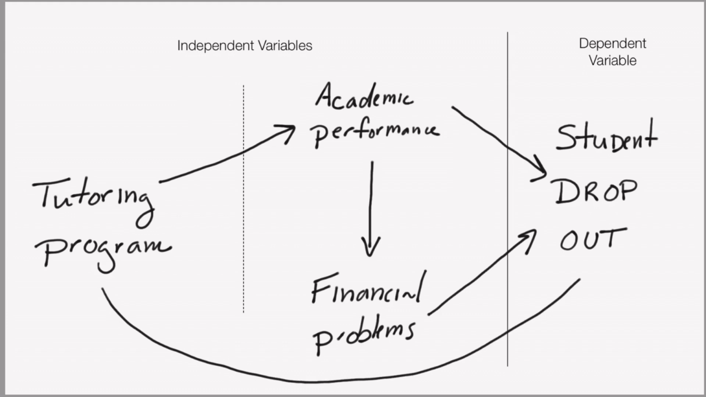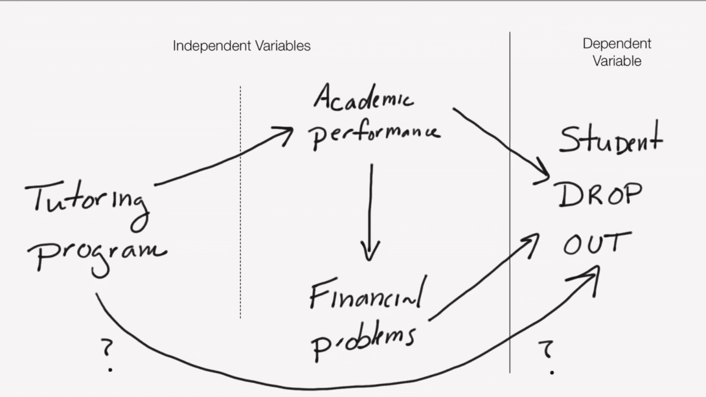So as you can see in the picture, we might think that the tutoring program is a proximate cause of academic performance, but perhaps very much a remote cause of student dropout, where that effect would be a little bit harder to identify, a little bit harder to find.